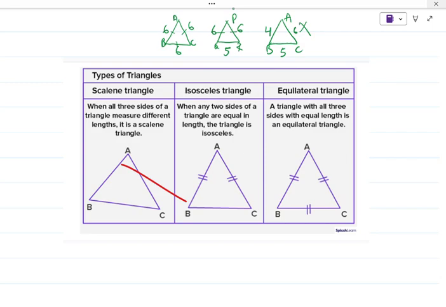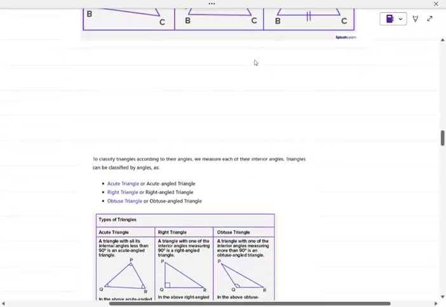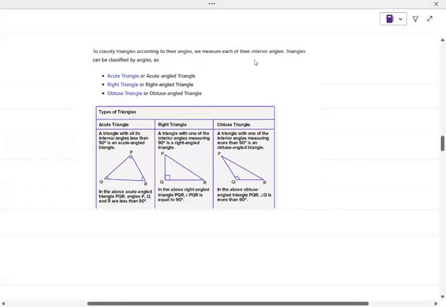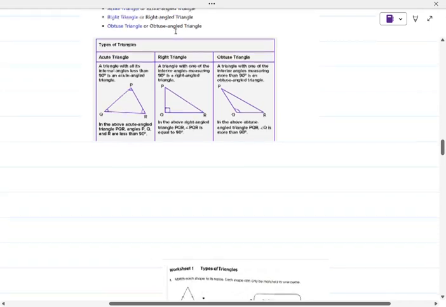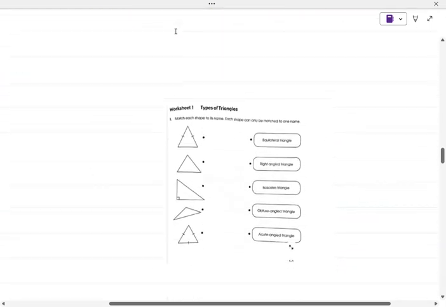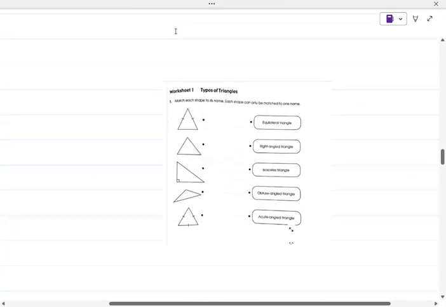Okay. Now the next one is the other types of triangles. I am going to tell you the next one. Now you let me know. So I have this type of triangle.